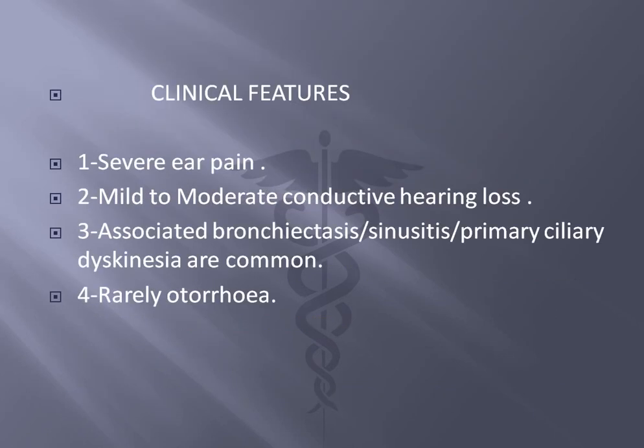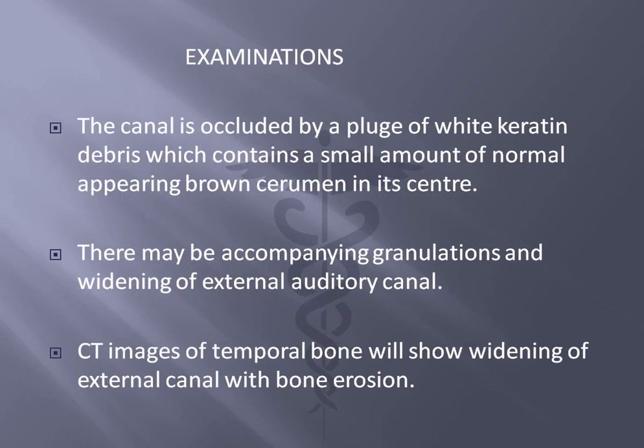So what are the clinical features? There is severe ear pain. There is a mild to moderate conductive hearing loss associated with bronchiectasis, sinusitis, and primary ciliary dyskinesia are common, and rarely otorrhea is present. Well, in examination, the canal is occluded by a plug of white keratin debris which contains a small amount of normal appearing brown cerumen in its center. There may be accompanying granulations with the widening of the external auditory canal.